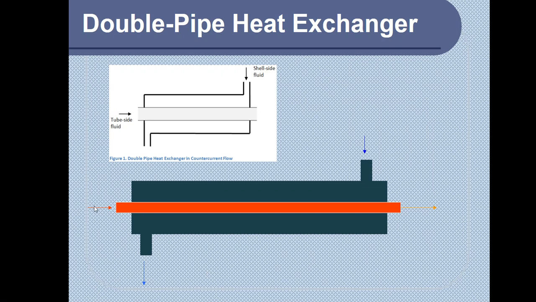Now in some books it's represented as this, but this is more of the shell and tube type of heat exchanger representation. But this could be a case of a double pipe heat exchanger because you have a single tube here on the inside and you have the shell on the outer side, so it's still double pipe.